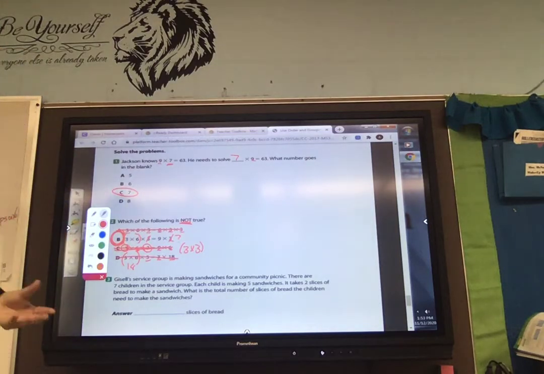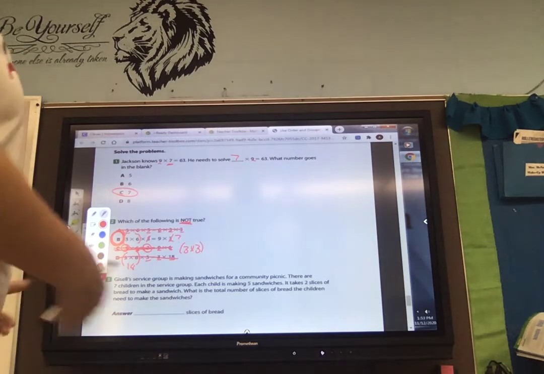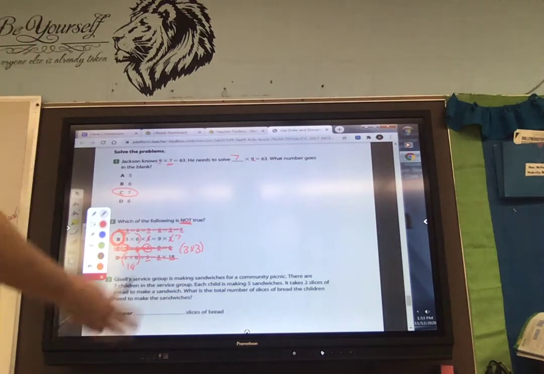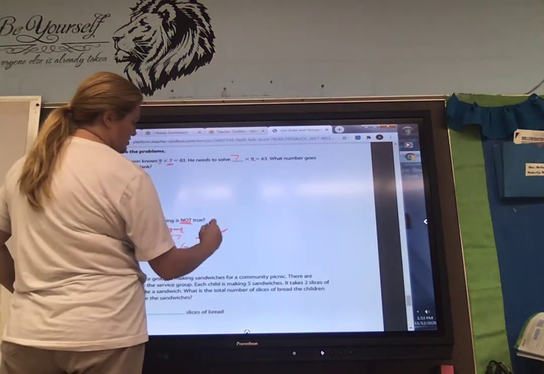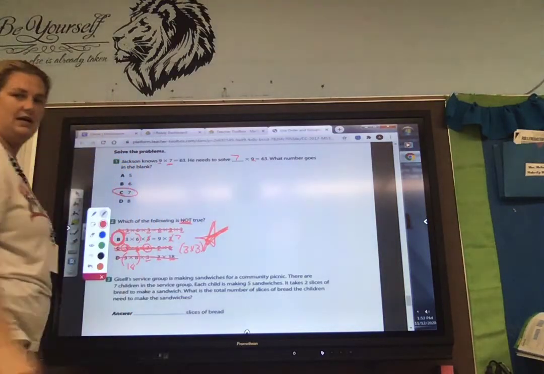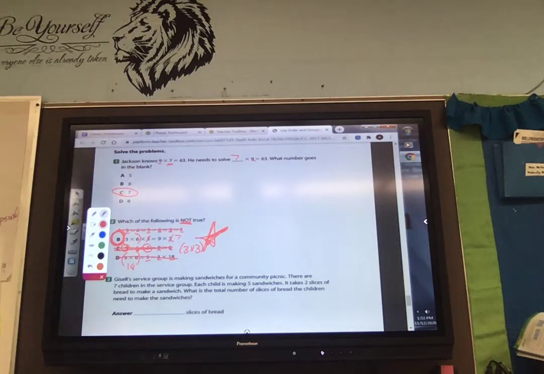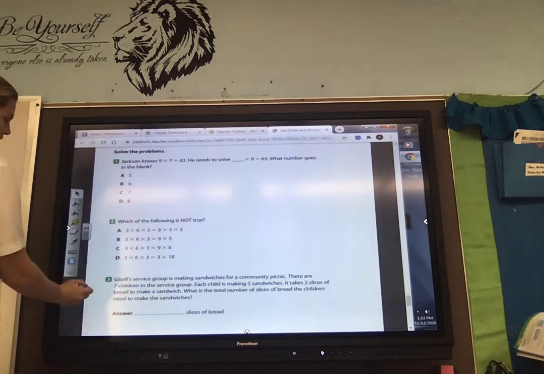You had to think about your commutative property and your associative property there and how we can group numbers together. This is an excellent question that you might see on your state test. You might want to really go back over that one. All right, let's go to number 3.